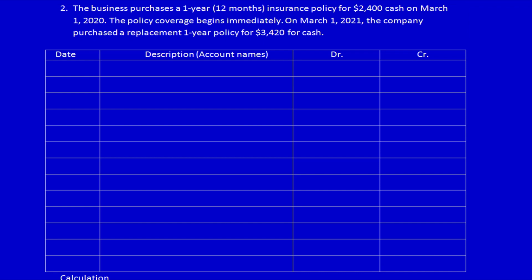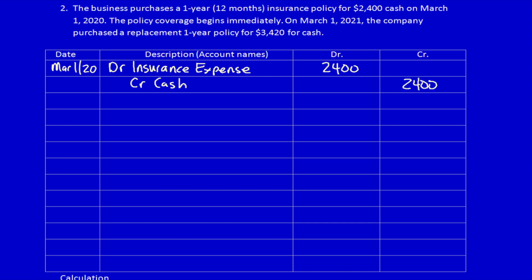All right, we're dealing with 2020 first. There's no opening balance on January 1st, just to simplify this question. So we're going to focus on the purchase on March 1st, 2020. What did the company get? They got an insurance policy, and under the balance sheet method, we would recognize 100% as an asset, but we're using the income statement method, so we're going to expense 100% of this insurance policy on the day we purchase it. Insurance expense. $2,400. What did we give away? We gave away cold hard cash.